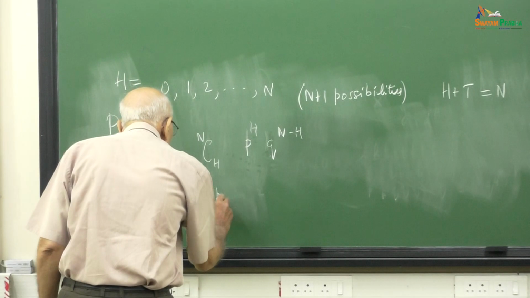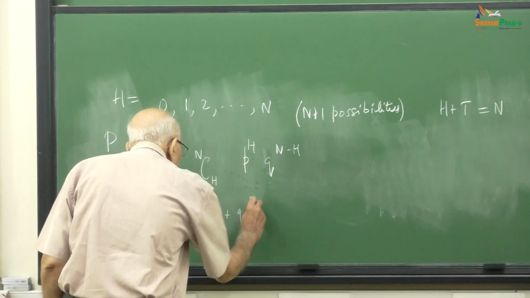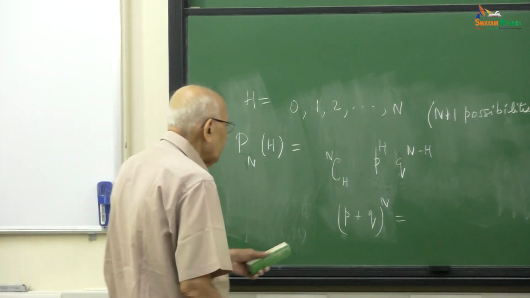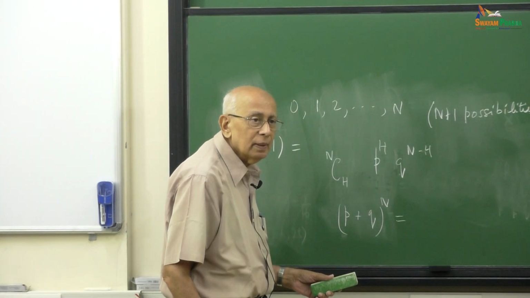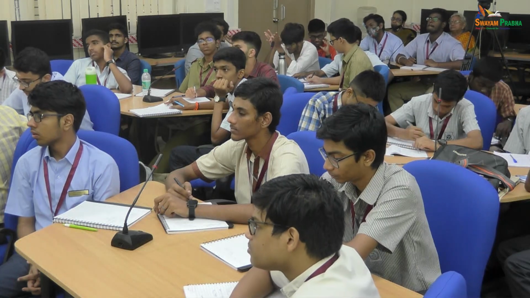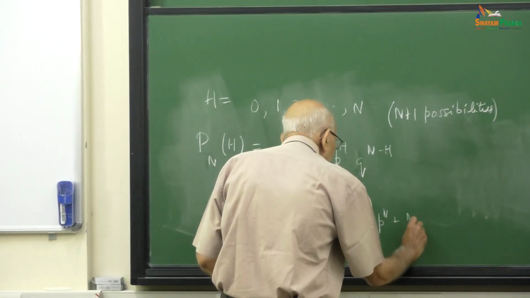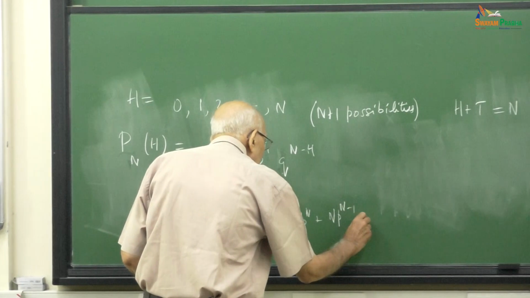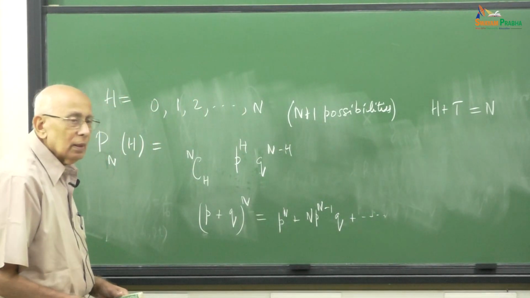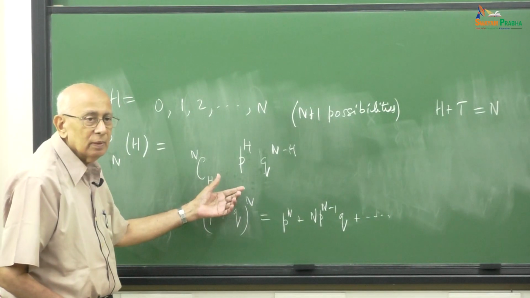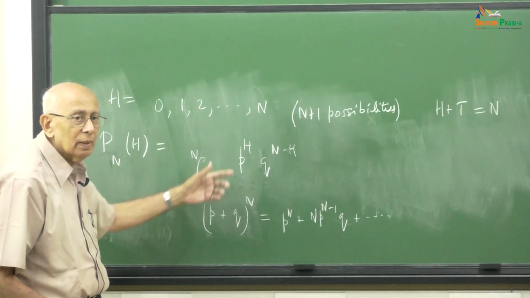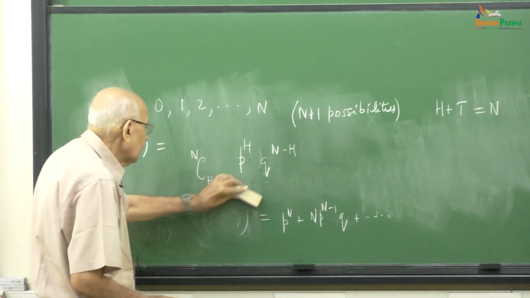If I take (p + q)^n and apply the binomial theorem, what is the expansion of (p + q)^n? nC0, p to the power n, q to the power 0. So there is the p^n, then n p^(n-1) q, plus dot dot dot. The general term in it is just this, where h runs from 0 to n.